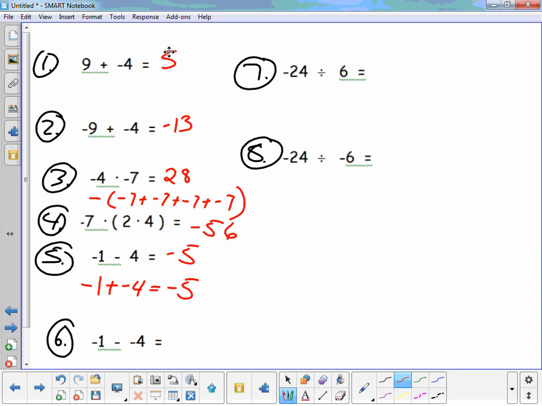All right. Negative 1 subtract the negative 4. What happens when we subtract the negative? Yeah, subtracting the negative, we move to the right. And this is where adding the opposite might help you out. If we add the opposite, that's negative 1 plus a positive 4. And that should give us a positive 3.